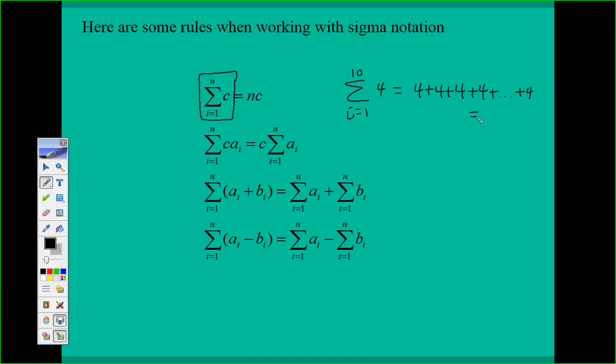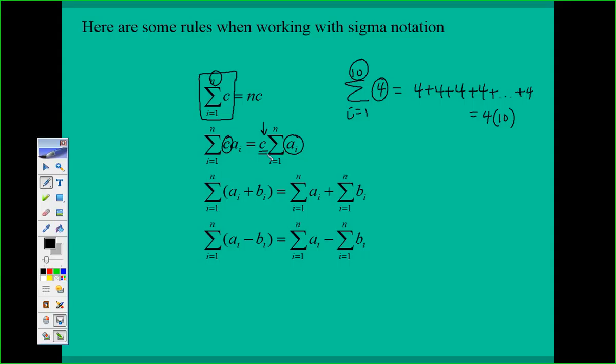So another way to find this would just be 4 times n, the number we have up here. So if we are ever summing up a constant from i equals 1 to n, the sum is just going to be this constant times the number of times we're finding that value. Here, for the next one, this is just indicating if c is some number, we can pull that number out front and sum all of these up and then multiply it by c.